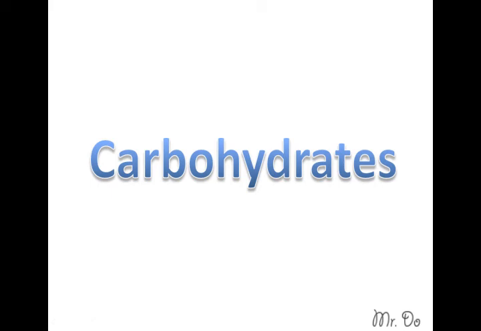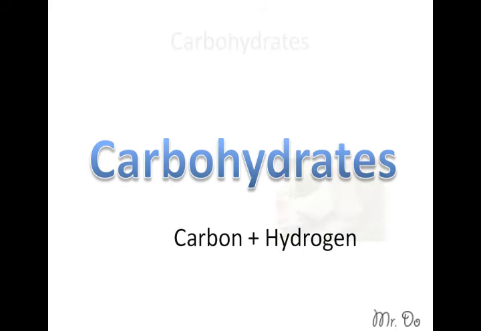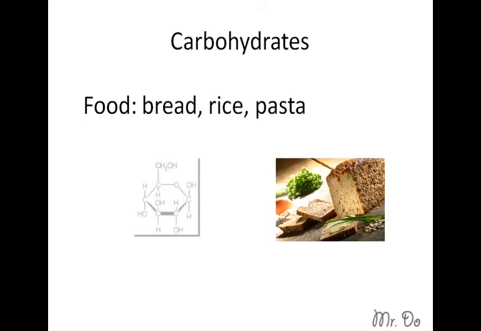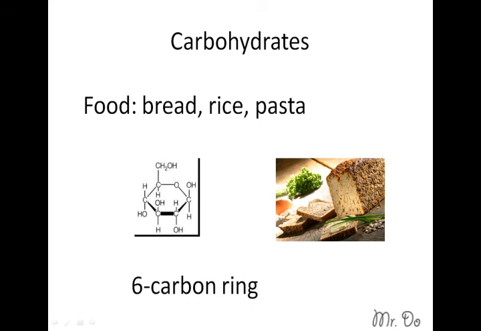Carbohydrates. The word carbohydrate, you get it from combining carbon and hydrogen. Carbohydrates. Examples of carbohydrate, you can find it in bread, rice, pasta, pretty much anything related to wheat. Here's the structure of carbohydrate, and it's a ring. It's a 6-carbon ring.